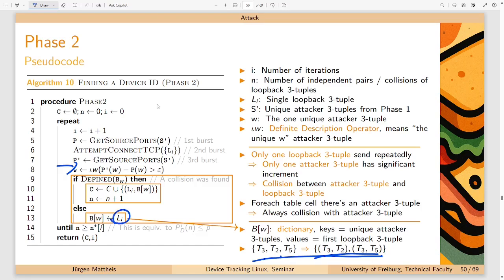And then the second time there's a collision of a loopback free tuple with this attacker free tuple, it already remembers this Li from back then, and then it just constructs these independent pairs. If this was ordered, then it just takes the first one. It constructs independent pairs, and it increments the collision counter, because that means there's a collision between two loopback free tuples over here.